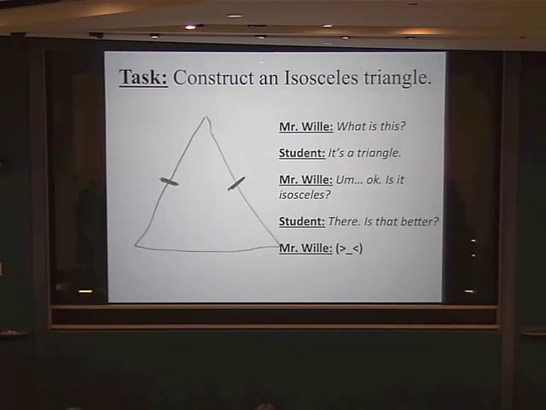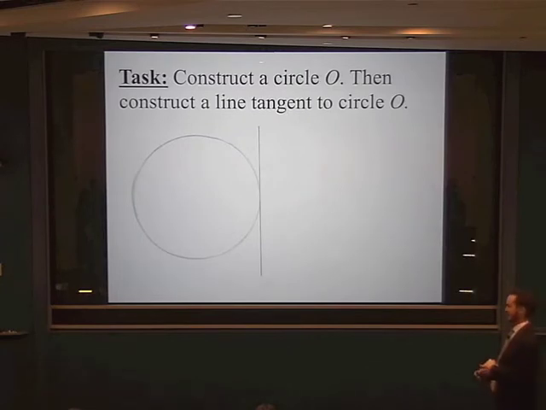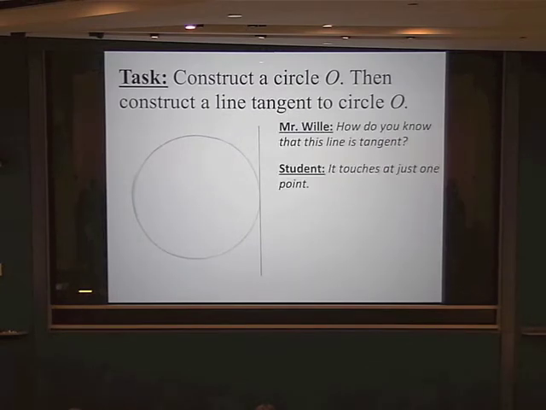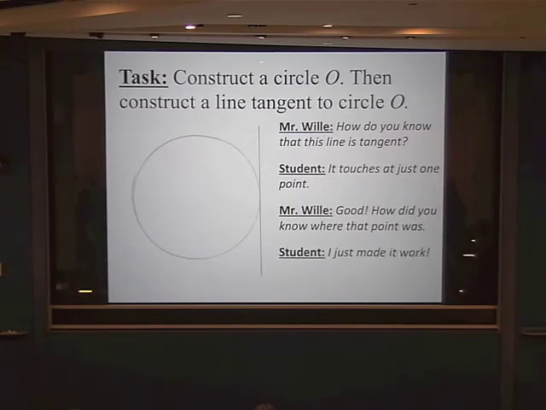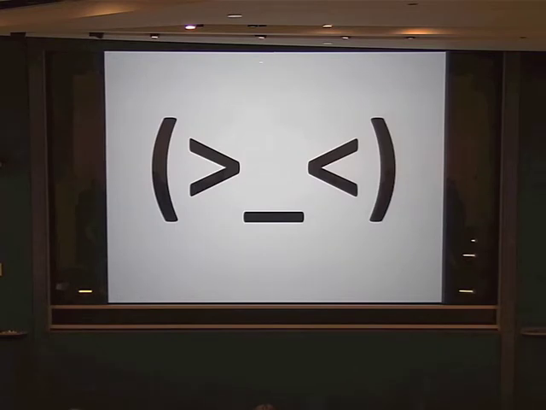And anyone who's actually taught a straight edge and compass lesson knows that things only get worse with circles and compasses. How do you know that line is tangent? It touches at just one point. Good. How do you know where that point was? It just made it work. We're somehow missing the point. So, an unintentional joke. So I realized something through this lesson.